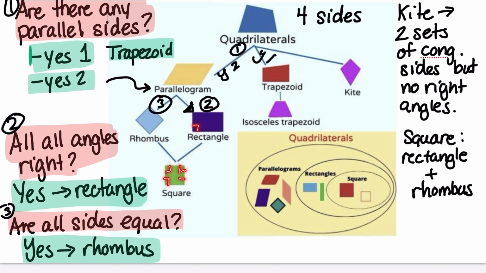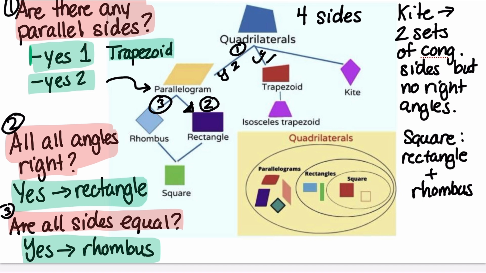So that's what makes it a rectangle. It has all right angles. So squares have all right angles. And why is it a rhombus? Because all 4 sides are the same. So that's what makes it a rectangle and a rhombus.